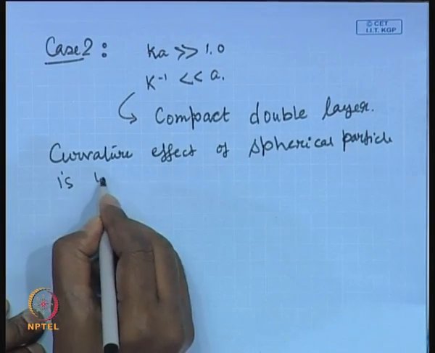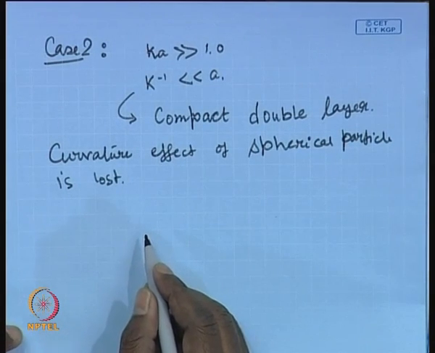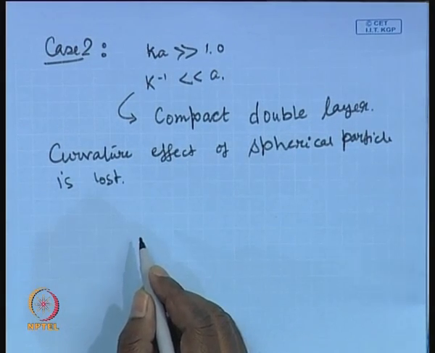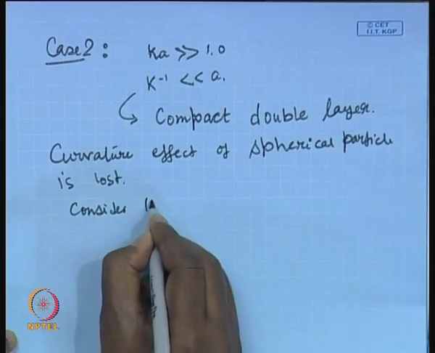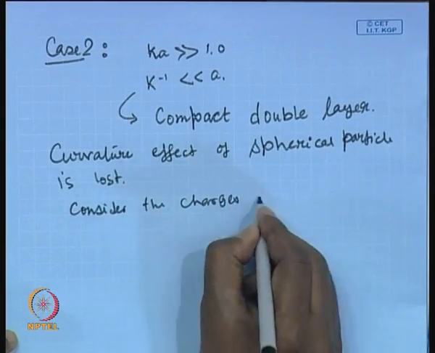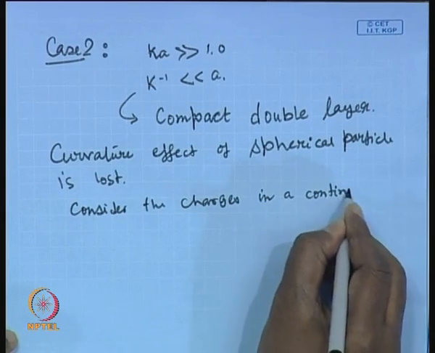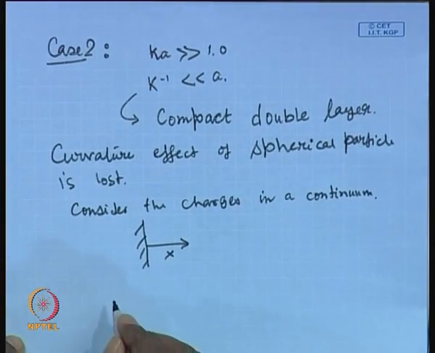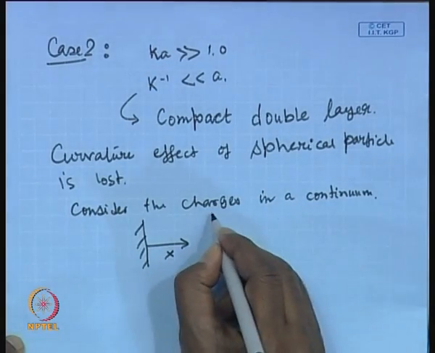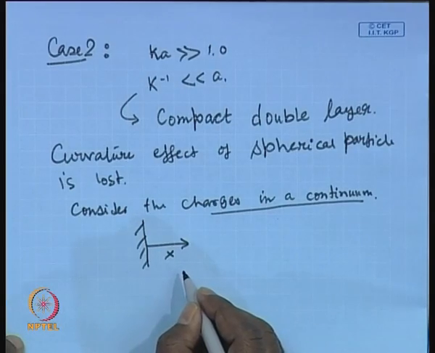How will the curvature of the spherical particle be lost? Since you are talking about a compact double layer, that means you are standing very close to the sphere. As we have discussed earlier, if you stand very close to a very big football, you will see the curved surface as a flat surface. So, we can consider the charges in a continuum. Our analysis becomes a charged flat surface and a distance x away from it, and since we can consider the charges in that small distance as a continuum, we can use the Navier-Stokes equation to get the electrophoretic velocity.